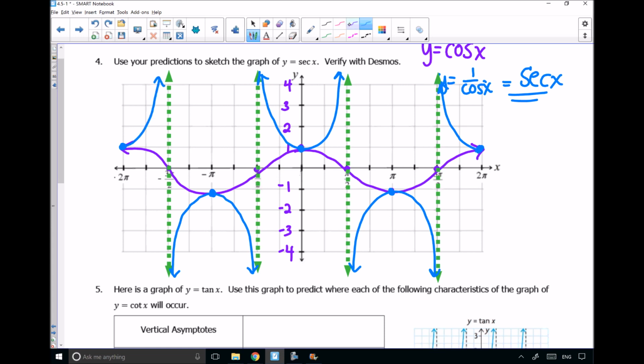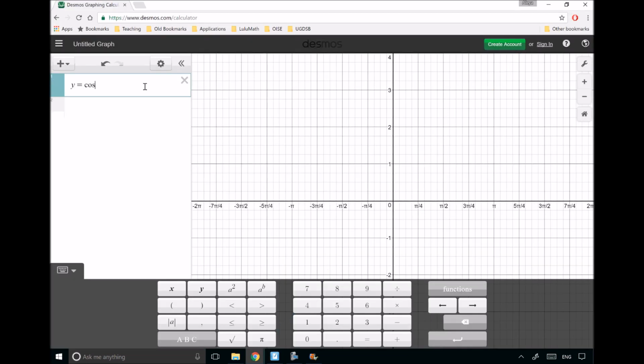So my purple function is going to be y equals cosine of x. Therefore, my blue function right here is the reciprocal of cosine, or just secant of x. So I'm going to graph out y equals cosine of x, and I'm going to see that it looks as follows, right? So this is nothing new for us. But now I'm going to graph out y equals secant of x.